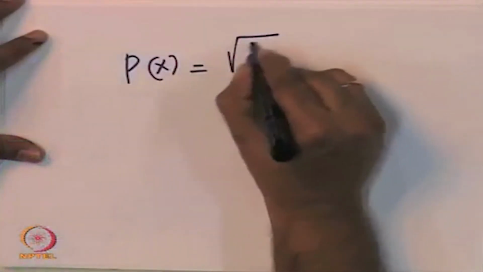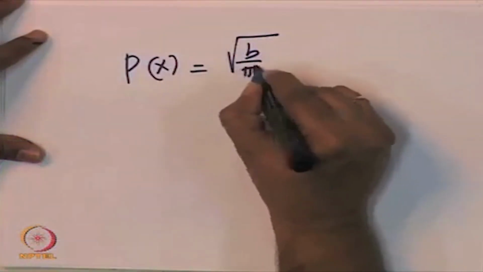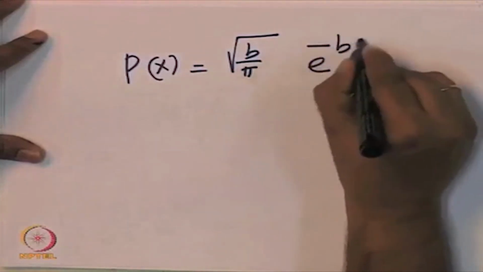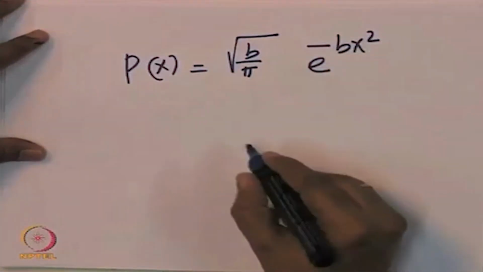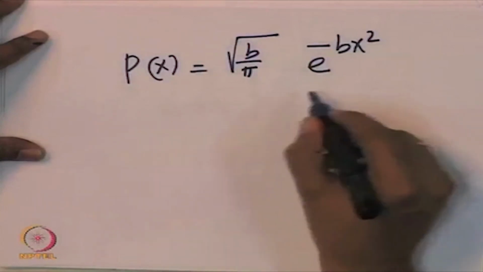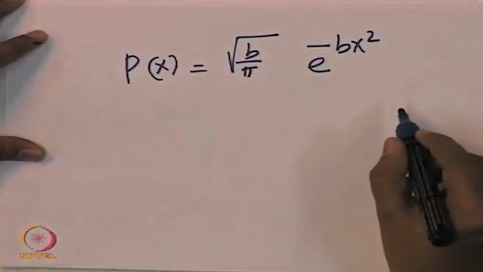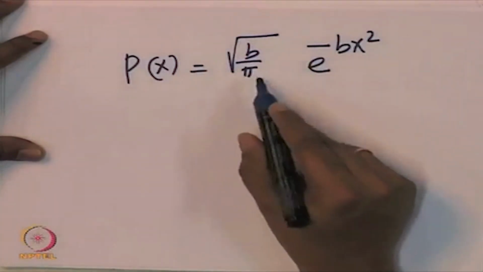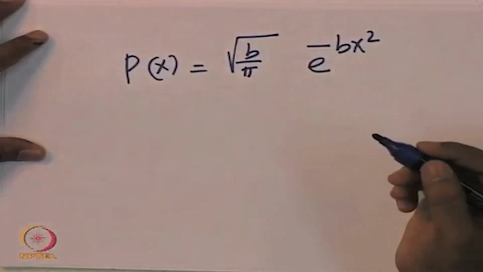Okay. So the next question is, how do we calculate the x square average? We have p of x is root of b by pi e power minus b x square. For most of the time I will write, sometimes I might write root of b by pi as a for convenience.